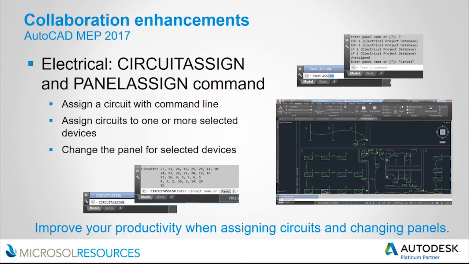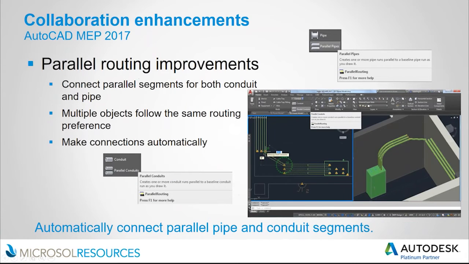Okay. Electrically, we have two new commands, circuit assign and panel assign. You can assign circuits using the command line, assign circuits to one or more selected devices, and change the panel for selected devices as well. And then we have parallel routing improvements, basically being able to draw parallel piping very easily. They'll follow the same routing preferences, and it makes the connections automatically as well.